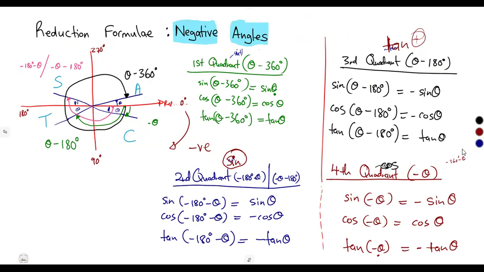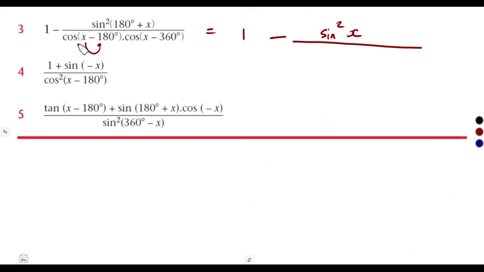Theta minus 180 is in the third quadrant. Tan is positive there. Cos is what there? Cos will be negative. We are dealing with cos, so cos is going to be negative. That's negative cos x times cos x minus 360.